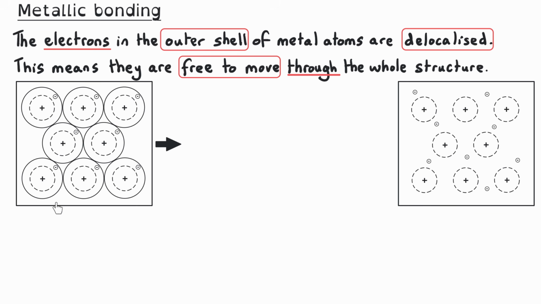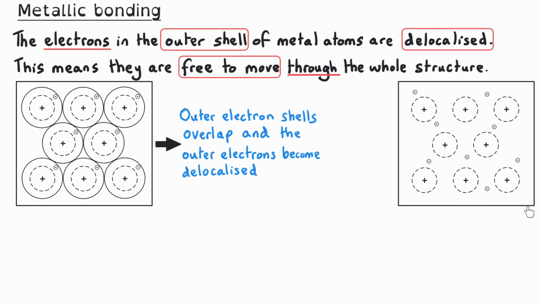On the left-hand side, I'm showing 8 atoms of a metal, and their outer electrons are shown, as is their outer electron shell, as a solid circle. On the right-hand side, that outer shell has been removed because all of those outer shells are merging together and the electrons that were in them have now been delocalized, which means that they are free to move. And the metal atoms have lost a negative electron, and so technically now they are positively charged ions.